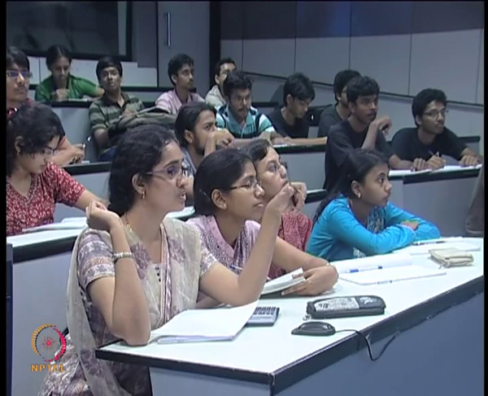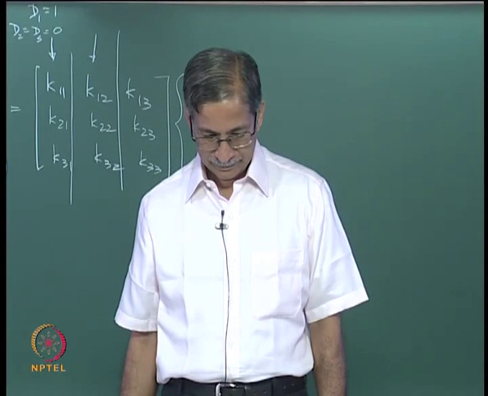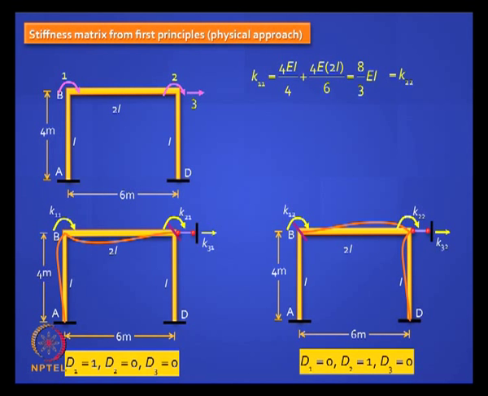Wait one minute. You have a problem with this addition? 4EI by 4 plus 4EI. That's 1 plus 4 by 3, 7 by 3. That's right, it's 7 by 3. You are right. Well caught. 7 by 3, agreed. Okay, this one is correct? Yes, sir. It's 7 by 3, not 8 by 3. You are right. Good.